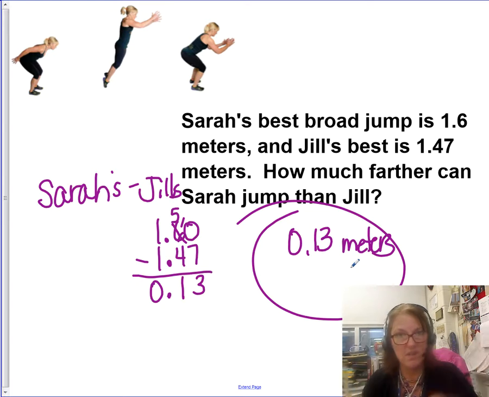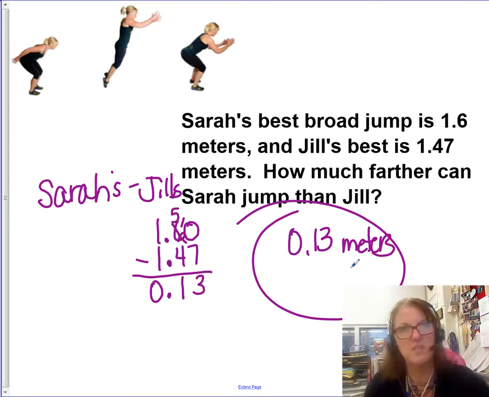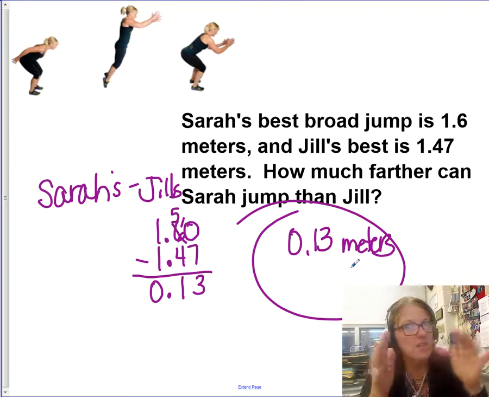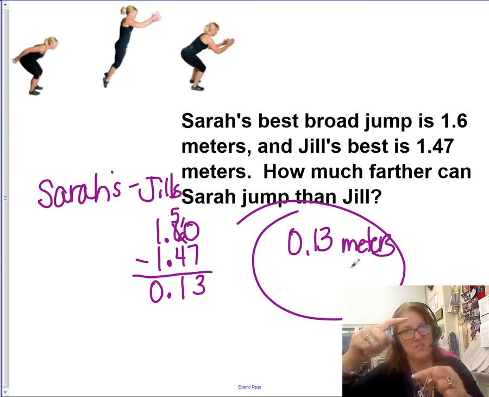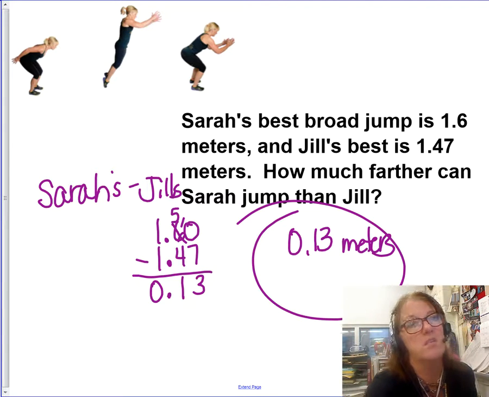When we say 13/100 of a meter, in some ways that doesn't sound like it's a very substantial distance, but think of the unit that you're using. This is a pretty big unit. It ends up being about that much. And in a broad jump, that's kind of a lot. There you go.